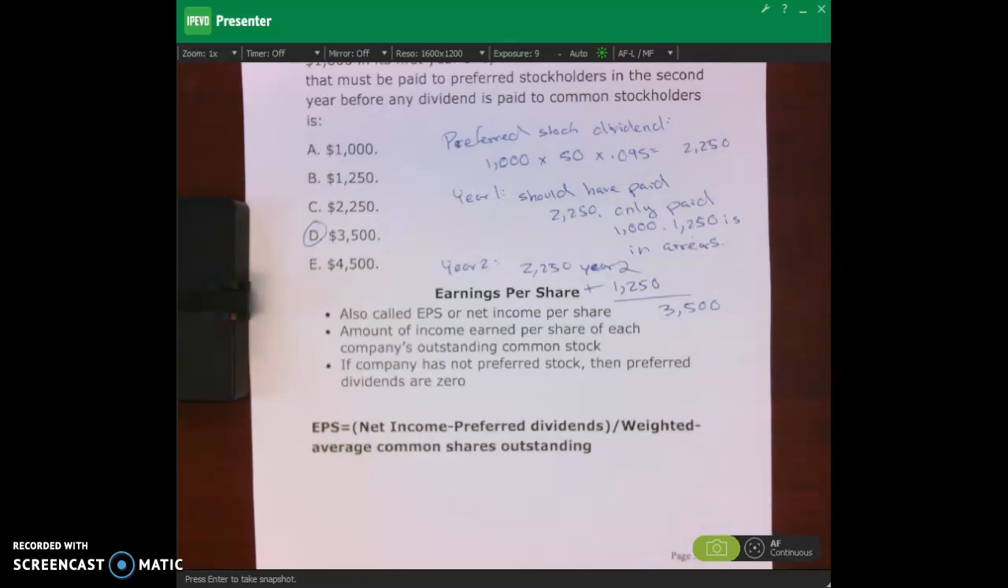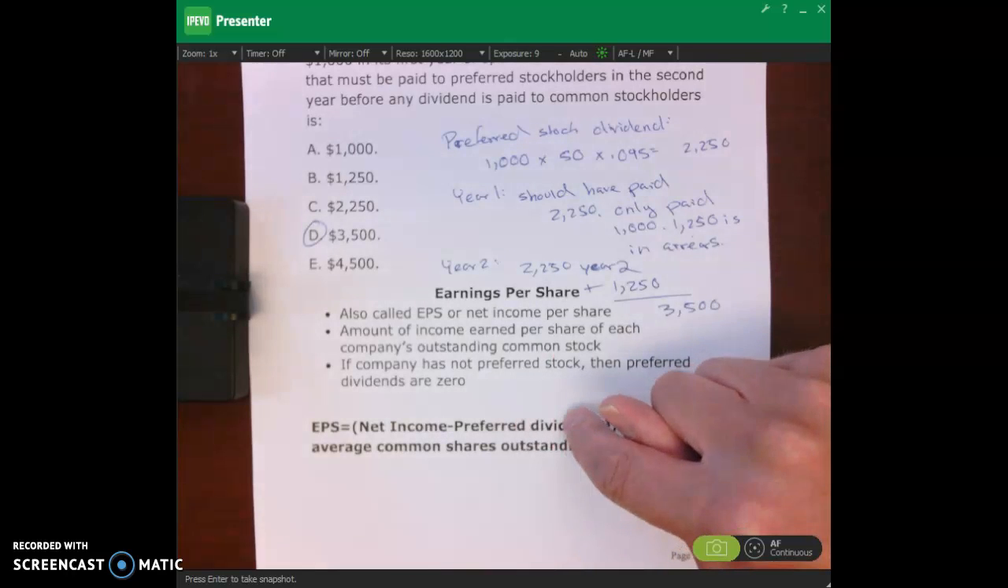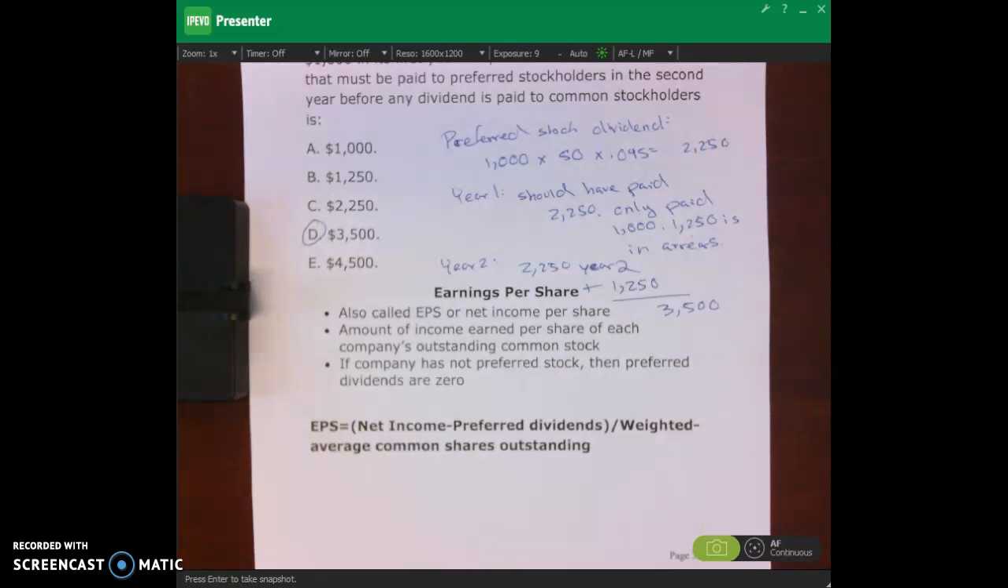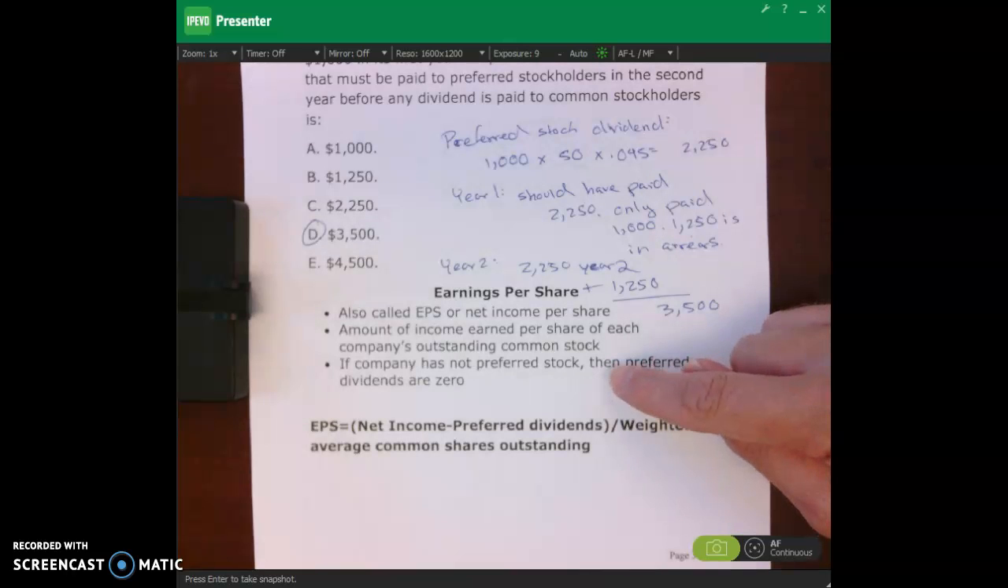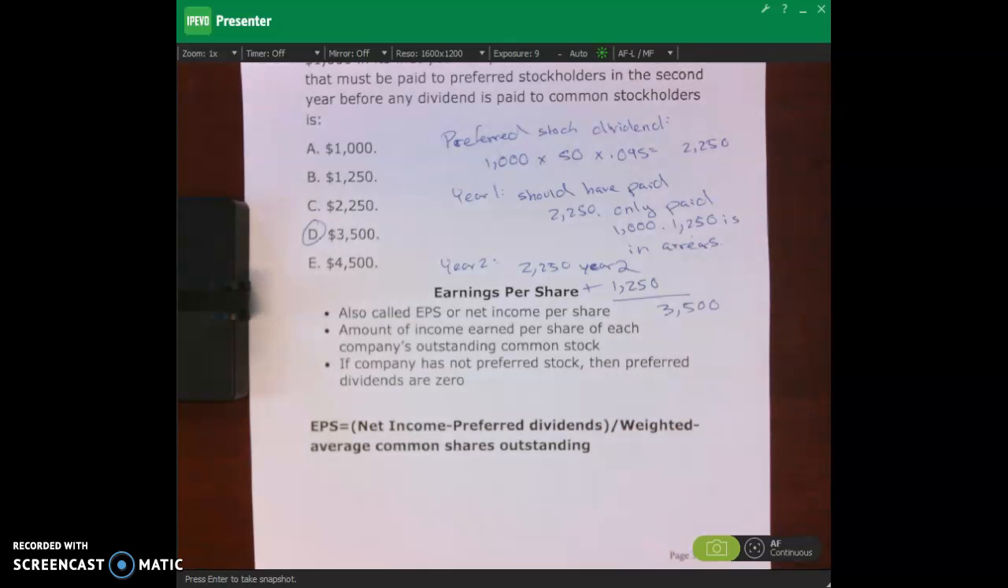The way that we calculate earnings per share is we take our net income minus our preferred dividends, and we subtract out our preferred dividends because those could be perceived as expenses by common shareholders, because common stock shareholders don't receive preferred dividends. So we take our net income minus any preferred dividends that we paid out, divided by our weighted average common shares outstanding. That will be our calculation for EPS. And of course, if the company doesn't have preferred stock, then our preferred dividends are zero.